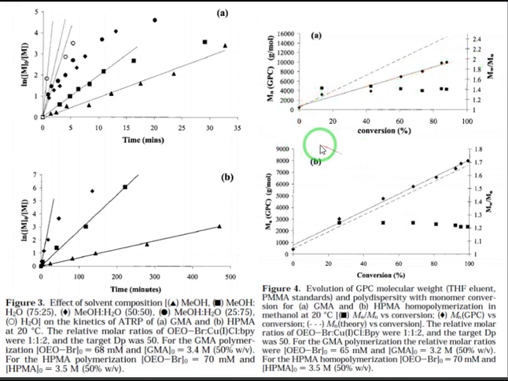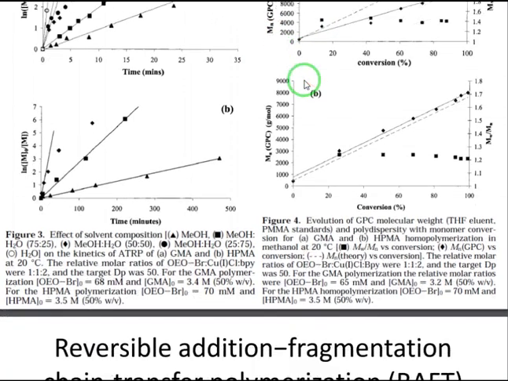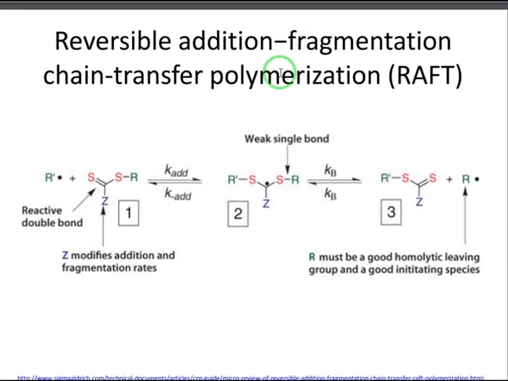Well, this was all about the atom transfer radical polymerization, the ATRP, and in the next video we will go for the reversible addition fragmentation chain transfer polymerization, named RAFT. And this is another controlled polymerization technique that we will cover in the next video.